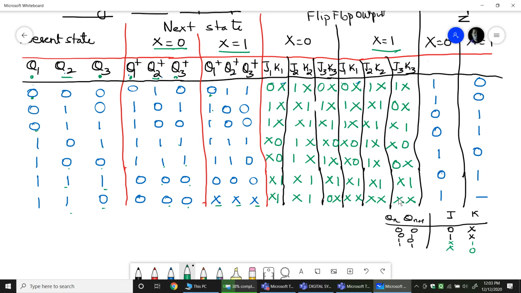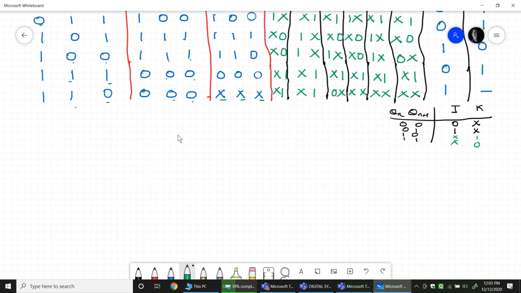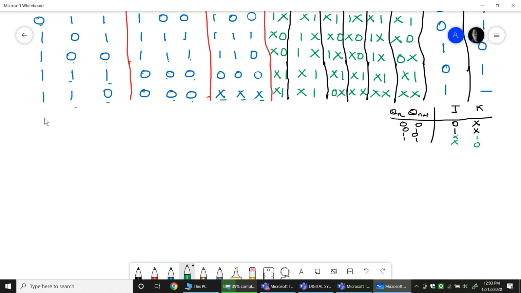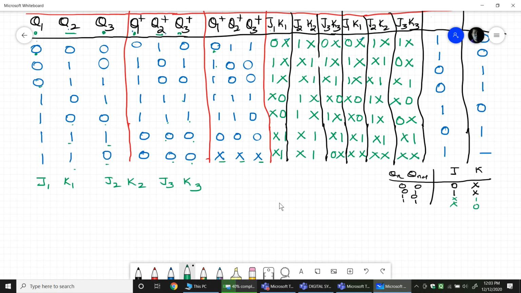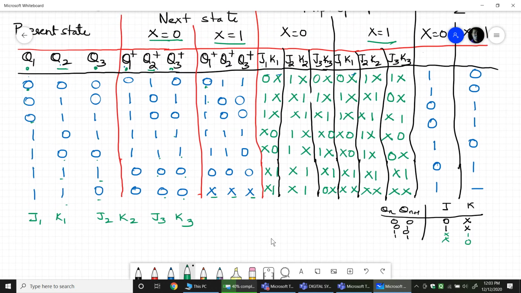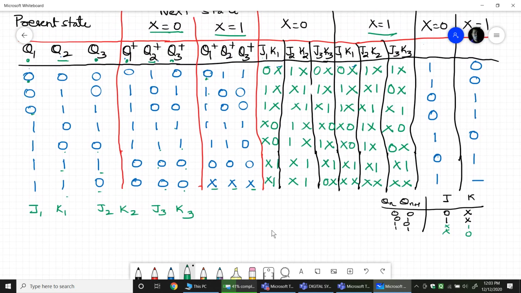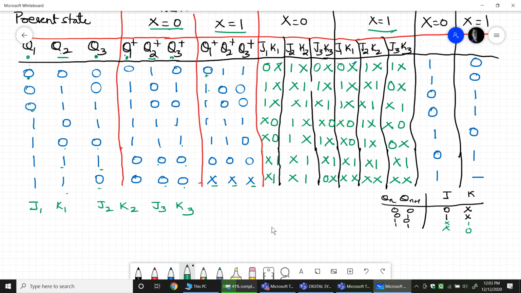By looking into the excitation table of the JK flip-flop, we wrote this flip-flop table in terms of flip-flop output. Now we need to write the K-map for each JK. So we need to write for J1, K1, J2, K2, J3, K3. For all of these, you need to write the K-map simplification for the JK that you have got.